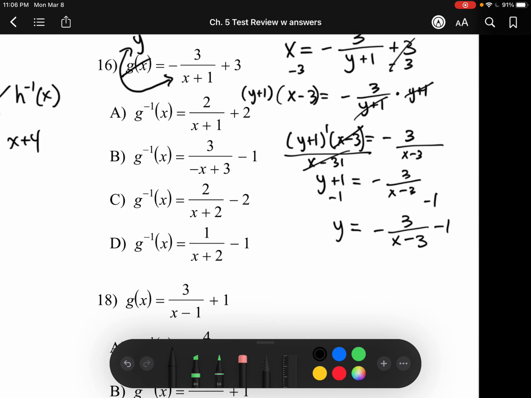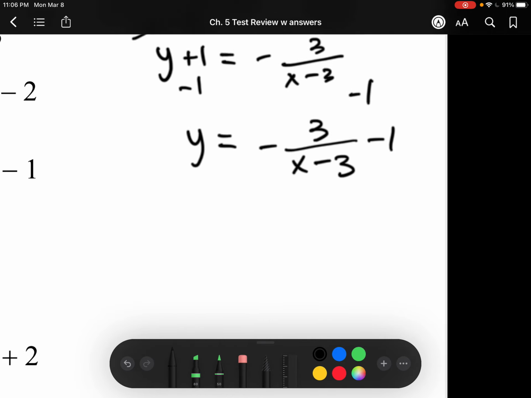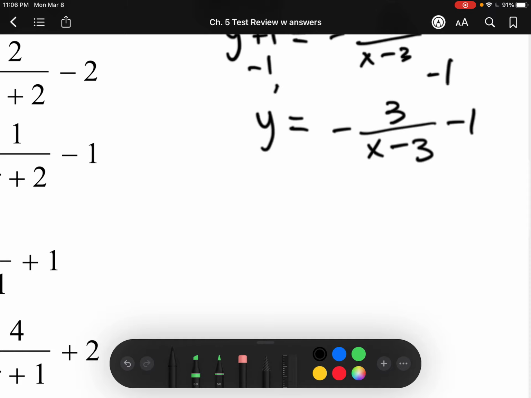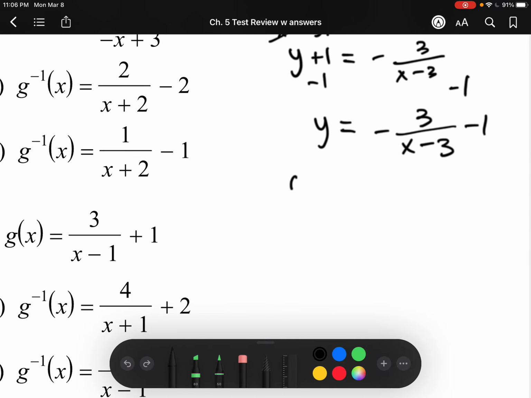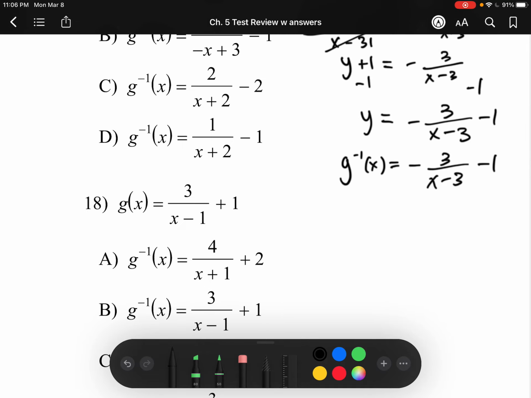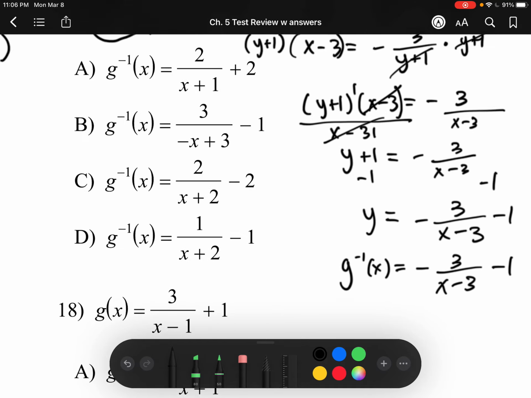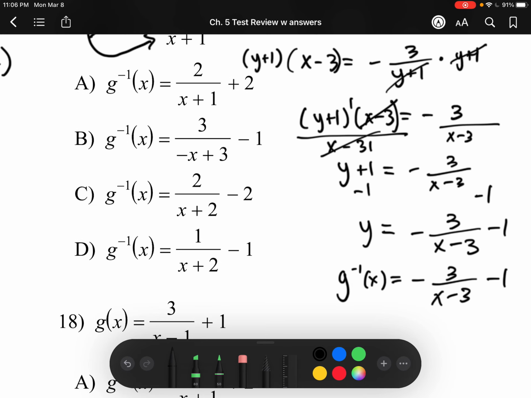And the last thing that we're going to be doing is changing y to the inverse of g of x. So we get the inverse of g of x is equal to negative 3 over x minus 3 minus 1. So if we look at our options, there isn't an option that looks exactly like this, right? But there is an option that is equivalent to this.